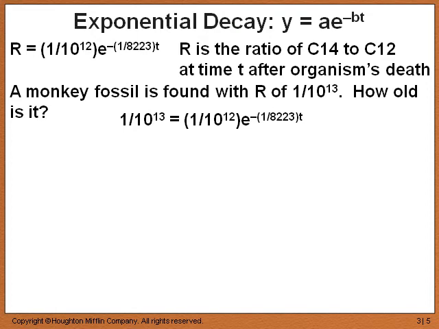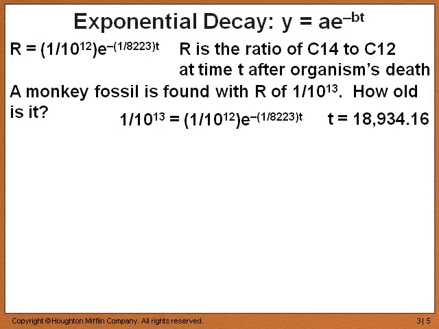Alright, so you should have set it up like this. 1 over 10 to the 13th equals 1 over 10 to the 12th times e to the negative 1 over 8223t. And then it's just a matter of getting t by itself and solving, as we have in previous lessons. And you should have ended up with t equals 18,934.16. Now, again, we have to use our common sense, kind of like we did with the fruit fly problem.